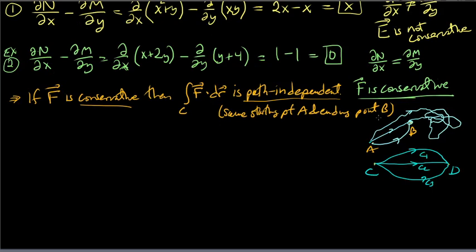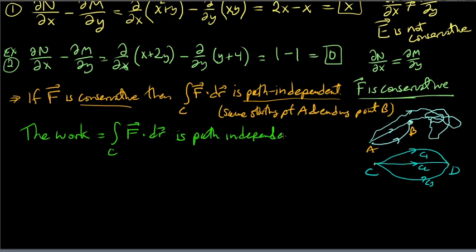Physically, here's what that means. When a vector field is conservative, the work done, and remember, work is just the line integral of the force field. It's the work done by the force over that path, over that curve, over your curve from point A to point B. So then the work done is path independent. So physically what that means is when you have a conservative vector field, it doesn't matter how you get there.